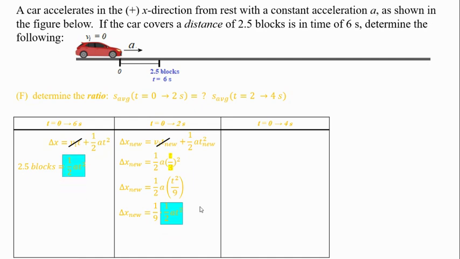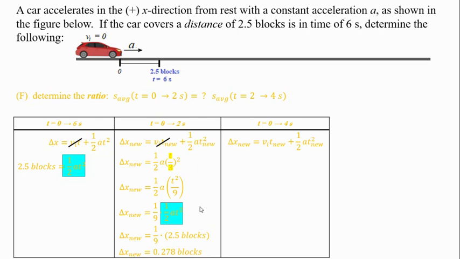Therefore, I can find my x at 2 seconds, which is 1/9 times 2.5. So how far has the car traveled in the first 2 seconds? It's only traveled 0.278 blocks. Now that's useful because, again, you need to find the distance in order to find average speed.